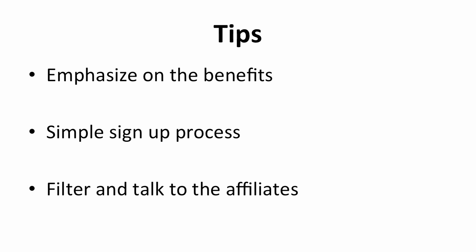Second, a simple sign-up process is definitely a must. Collect only necessary information, such as name and email address and ID. It saves their time as well as yours. Third, filter and then talk to appropriate affiliates. Even though there are many affiliates, not all of them are suitable for your program. You should filter them according to niche and pick only those who are in the same niche as you. If you can, talk to them to get a better understanding of who they are.